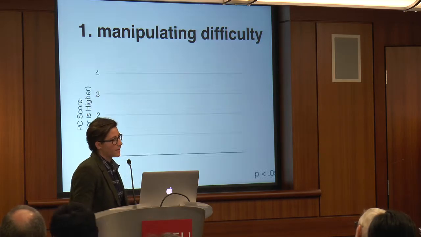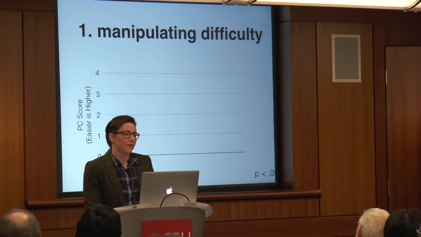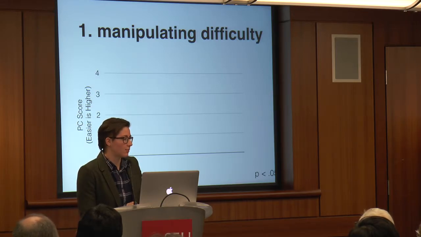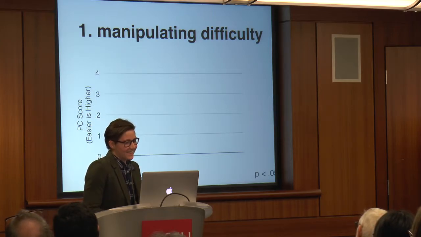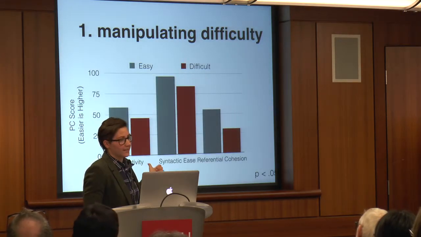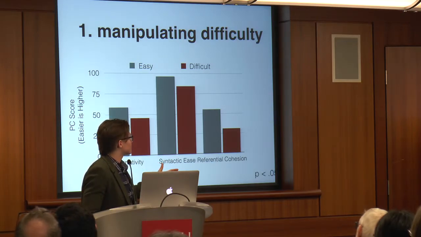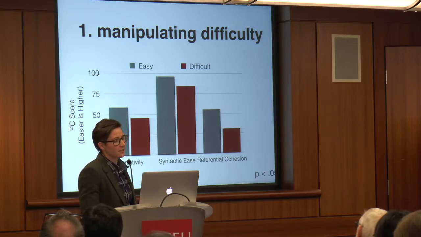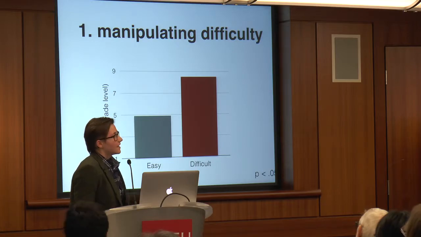So to test that manipulation, we compared the easy and difficult versions using Coh-Metrix. We used the easability component scores. And what we found was when we compared narrativity, syntactic ease, and referential cohesion, for all three of these measures, the easy versions were significantly higher, meaning easier. We also looked at their Flesch-Kincaid grade levels, which were significantly different.